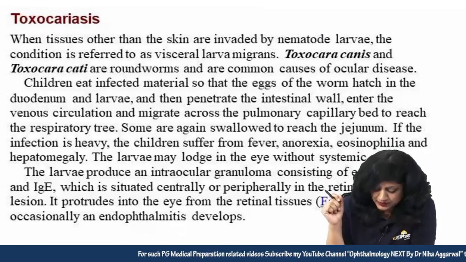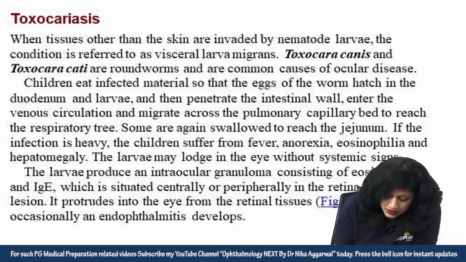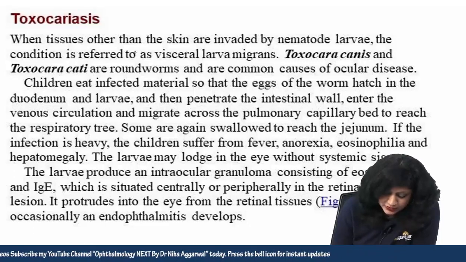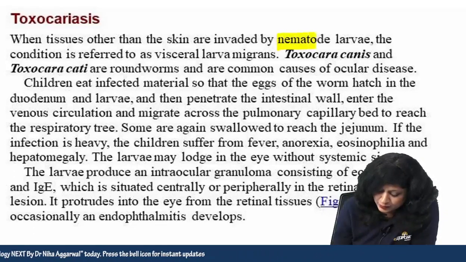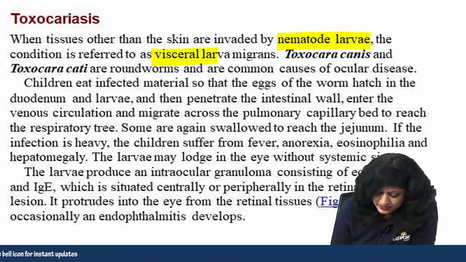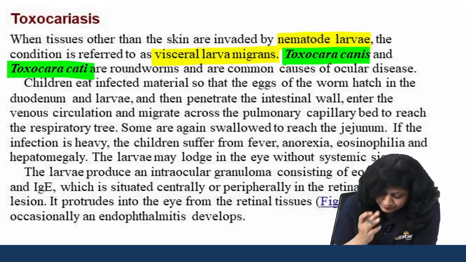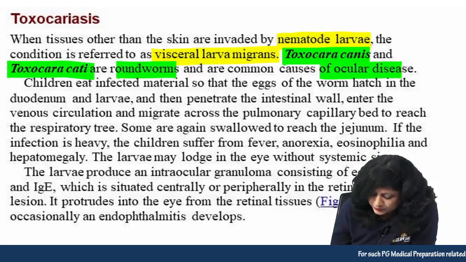Now similar to this are toxoplasmosis and toxocariasis. Toxoplasmosis will be discussed elsewhere in the systemic section, so we are talking about toxocariasis. When tissues other than skin are invaded by the nematode larvae, the condition is called visceral larva migrans. Here you have two things, Toxocara canis and Toxocara cati. These are roundworms, and they are common causes of ocular disease.